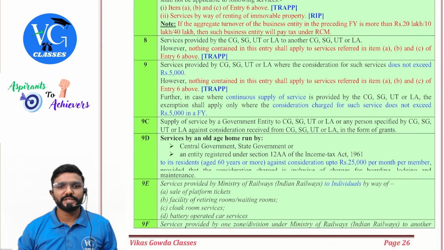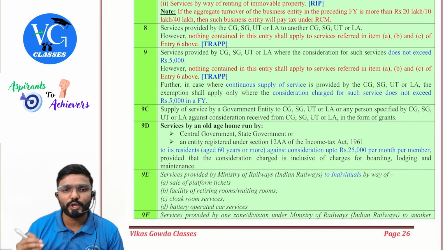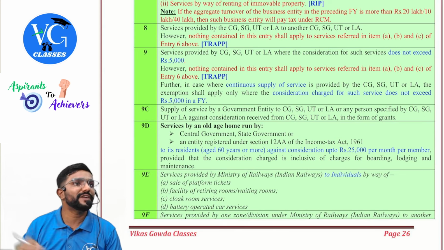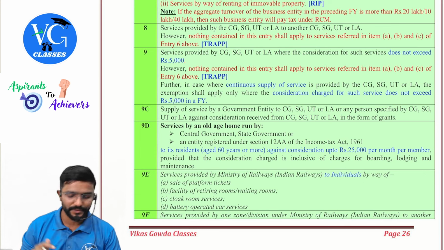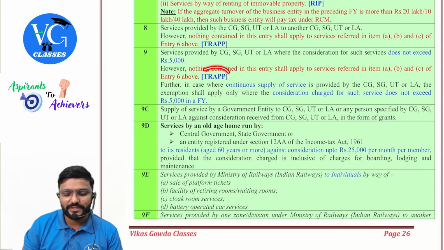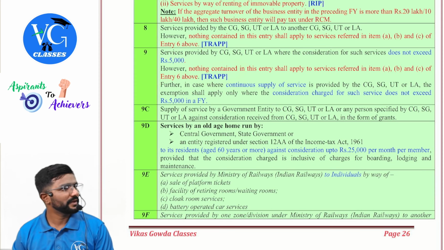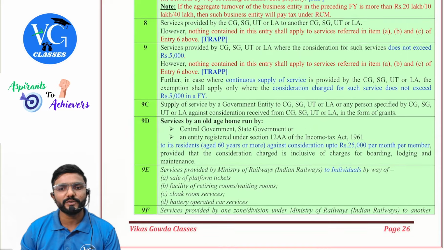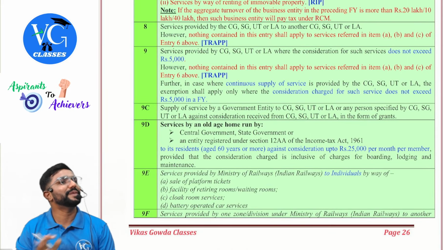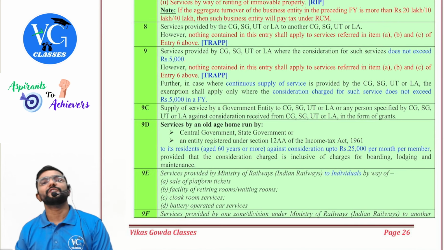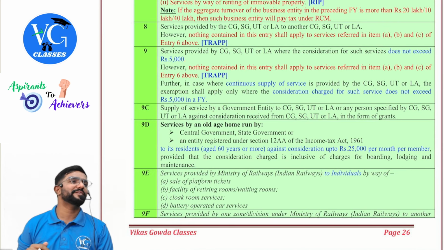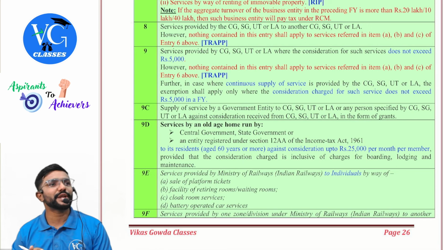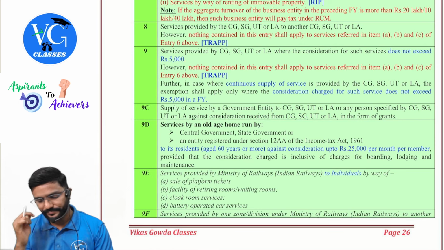Okay, sir. Next, ninth one. Services provided by central government, state government, union territory, local authority where the consideration for such services does not exceed 5,000. Means it is less than or equal to 5,000. However, nothing contained in this will be applicable for TRAP. Further, in case of continuous supply of service, 5,000 is per financial year, guys. So throughout the year, if I am giving the service, the value which is exempt is only 5,000. And if it is more than 5,000, the entire amount would be taxable, guys.